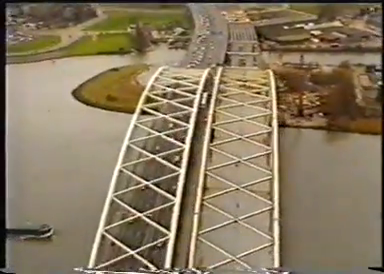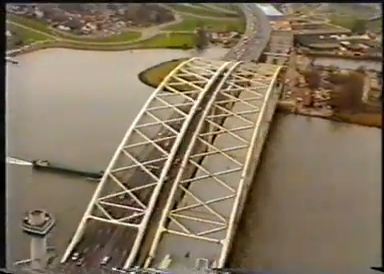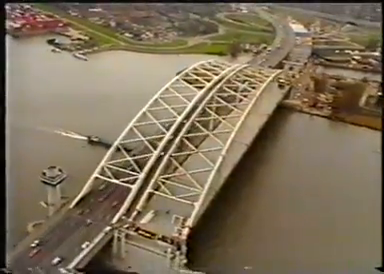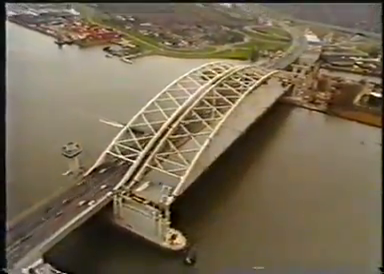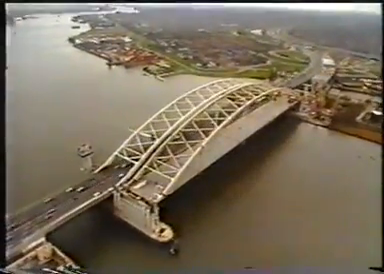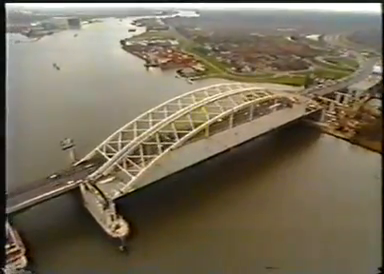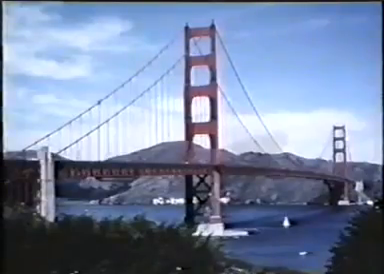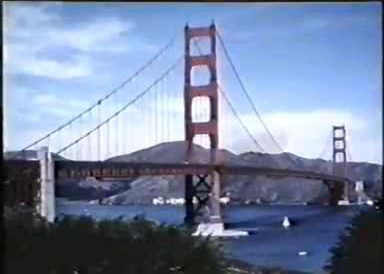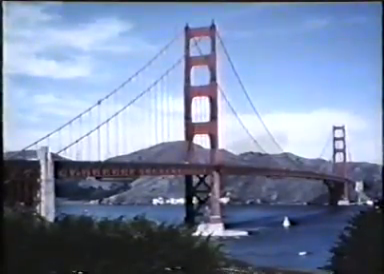Every type of bridge offers an economically optimal range of spans. For an arch bridge, this optimal range of spans is between 60 and 300 meters. A suspension bridge is efficient for spans between 300 and 1500 meters.